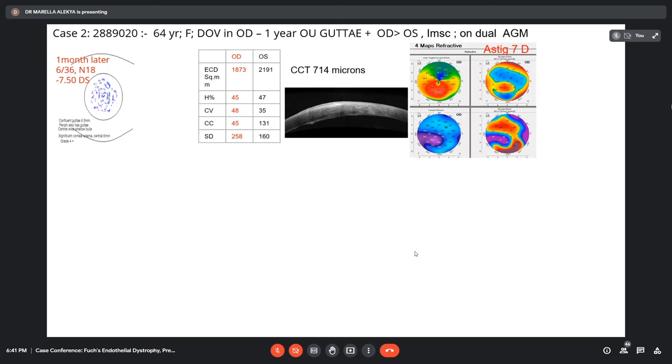In the previous case, the cornea showed astigmatism. I wish she had put the Pentacam of the previous patient, which she has missed. But in this particular case, the Pentacam is showing a high cylinder. If you see, there is an inferior steepening in the surface maps. Can you show, Alekya, the pachy surface map? Yeah, you can see inferior steepening.